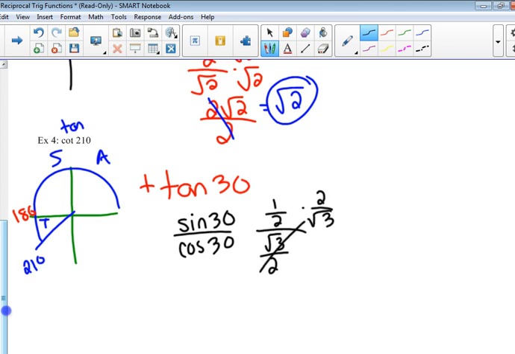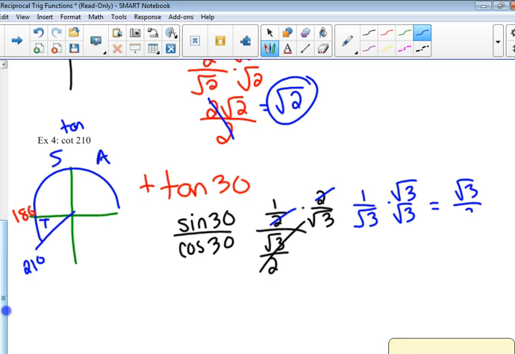Copy, change, flip. Very nice. What could cancel here? Let's get rid of those. We have 1 over radical 3. Rationalize, yep. So radical 3 over 3. So this is just the tangent. Now if we want cotangent, what do we have to do with this fraction? Flip. Good.